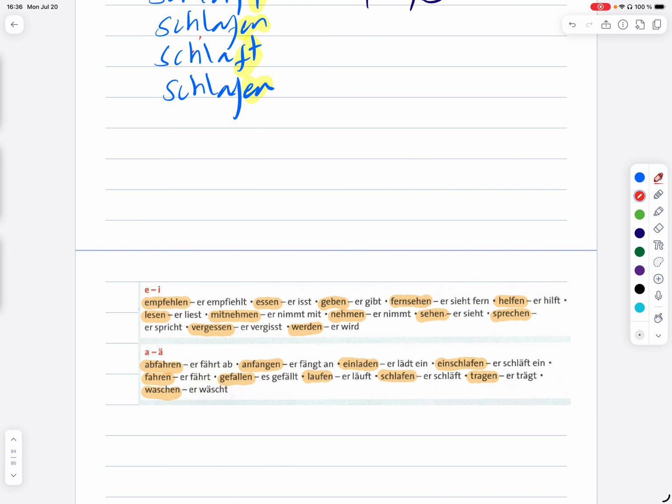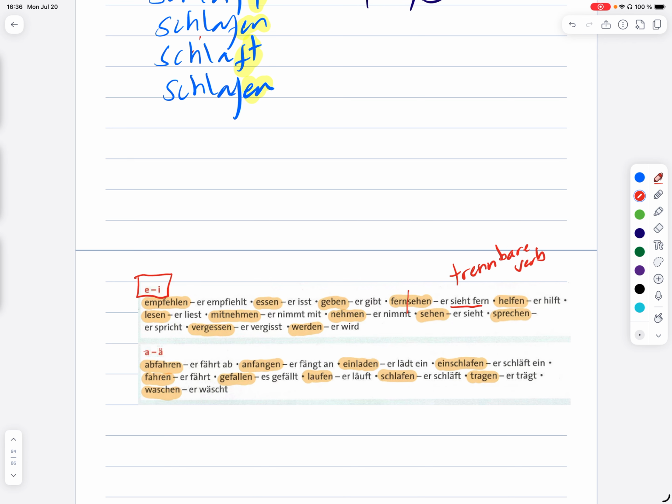And fernsehen, er sieht fern, and this is a trennbare verb, which we will see later in another video. But essentially the word is split here, and this fern goes to the end, and then you conjugate the sehen, and for sehen, er sieht, so e went to i. Then in the same way helfen, vergessen, mitnehmen, werden. So all these verbs are the case where e will go to i.